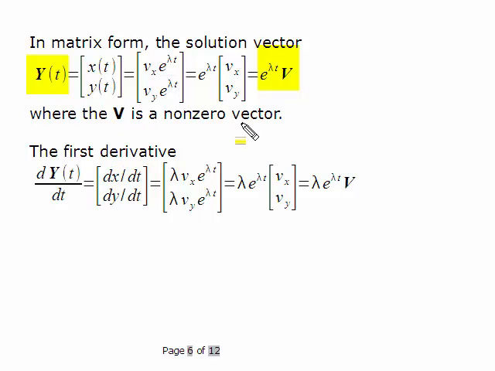Okay, and the v is a non-zero vector because remember we said both vx and vy could not be zero. That was the only restriction on those two, on vx and vy. Now we want to put all this into the differential equation, so we'll need the derivative.